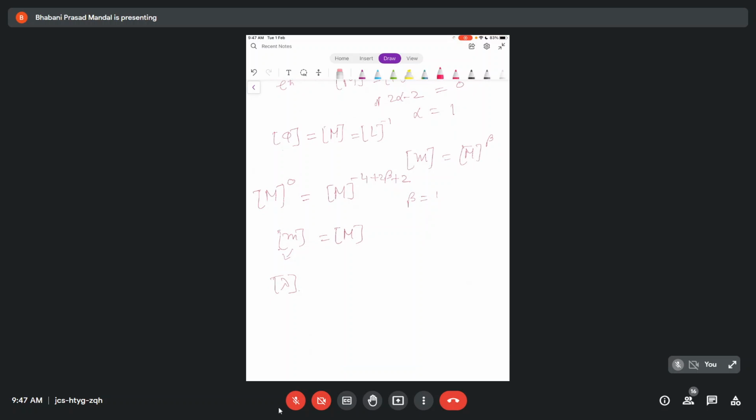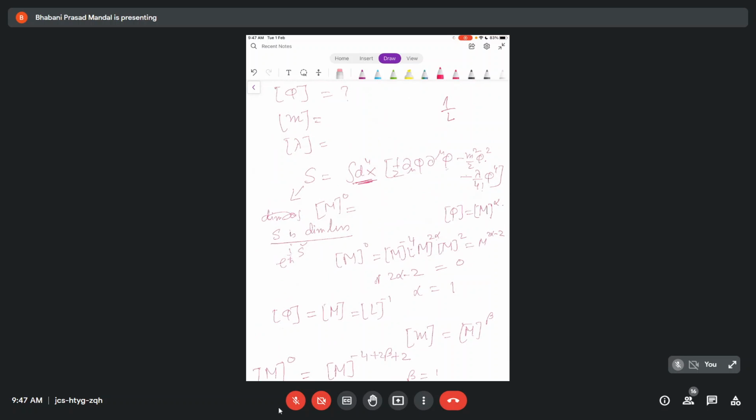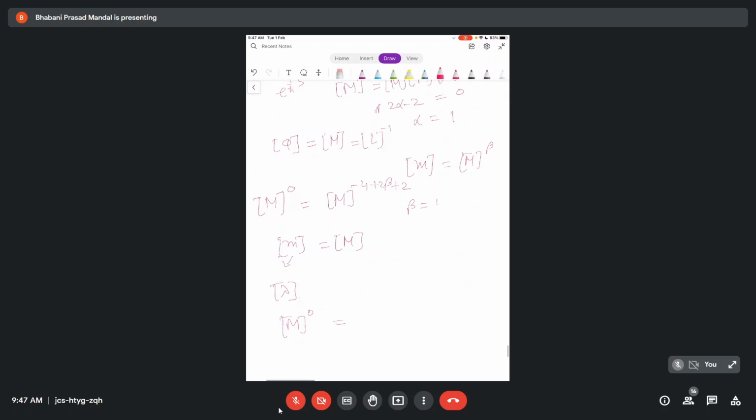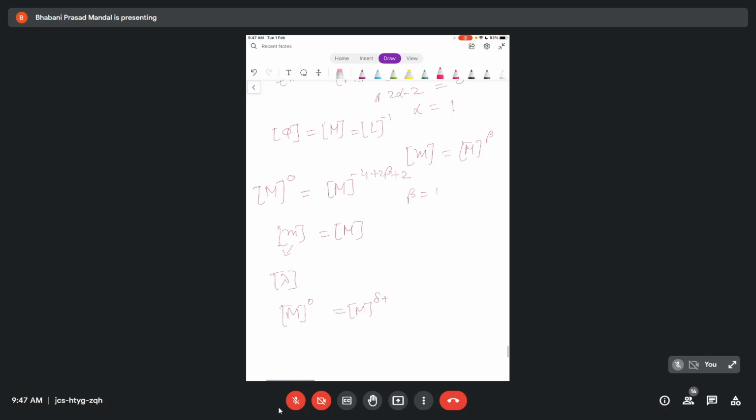So again, the left hand side is m to the power 0 because it is the action. On the right hand side you have the lambda dimension. Let us call it delta. So m to the power delta, only one lambda, so delta. Then there are 4 fields, and the field dimension is m to the power 4.